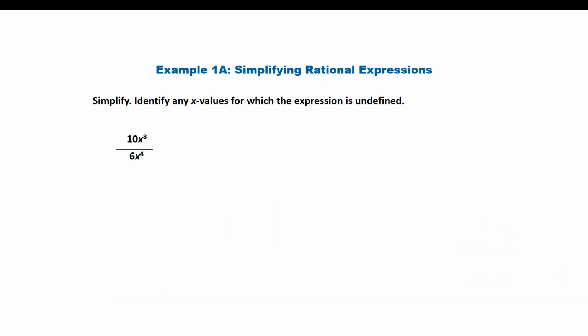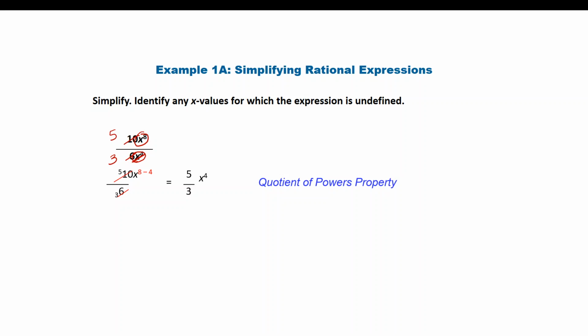In this example, we're asked to simplify first and then identify any x values for which the expression is undefined. So first of all, I know that 10 can be divided by 2 and 6 can be divided by 2. So 10 divided by 2 is 5, 6 divided by 2 is 3. Also, I see that I have 4 x's on the bottom and 8 x's on the top, so I can just cancel that using my quotient of powers property, and I end up with the fraction 5 over 3 times x to the 4th.